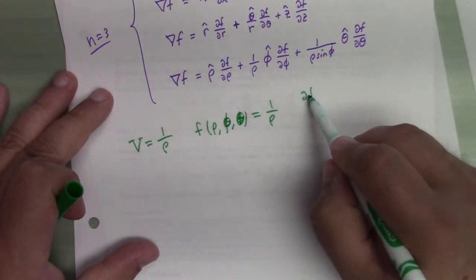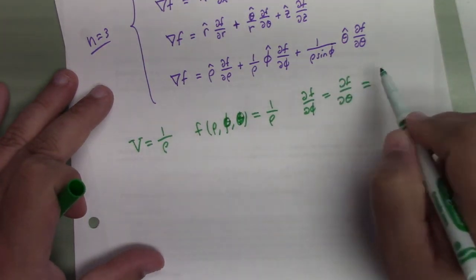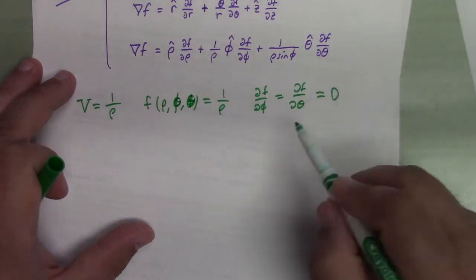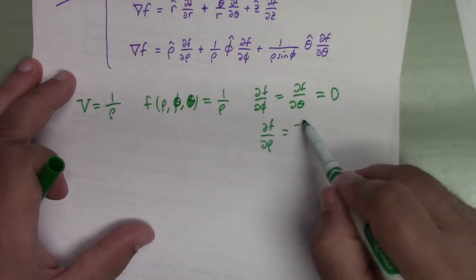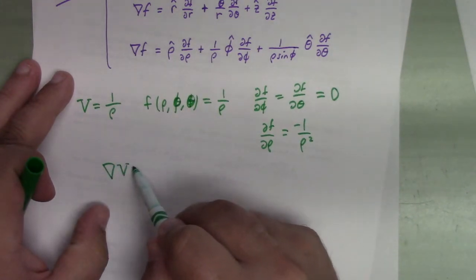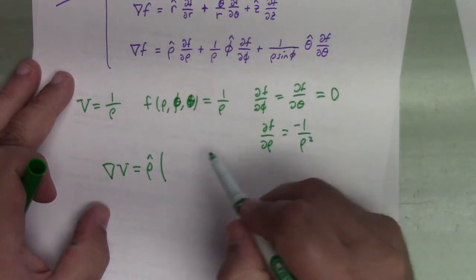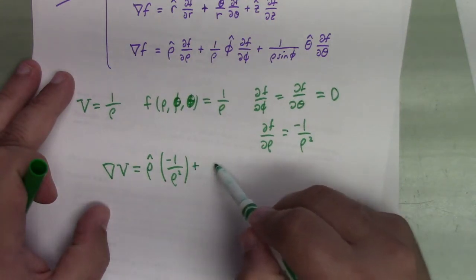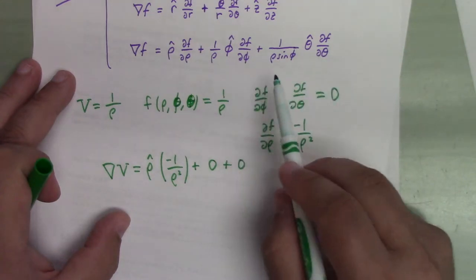So that means that partial F partial phi equals partial F partial theta. They're equal to 0. Whereas, of course, partial F partial rho is what? Minus 1 over rho squared, right? So when I calculate the gradient of V, I just get rho hat times minus 1 over rho squared, and then plus 0 plus 0, because those partial derivatives are 0.